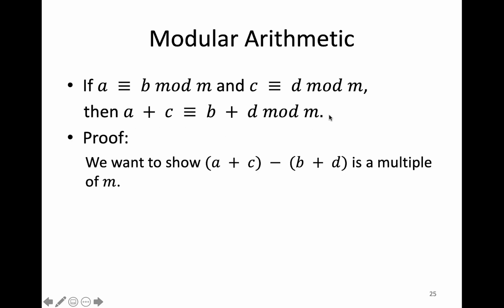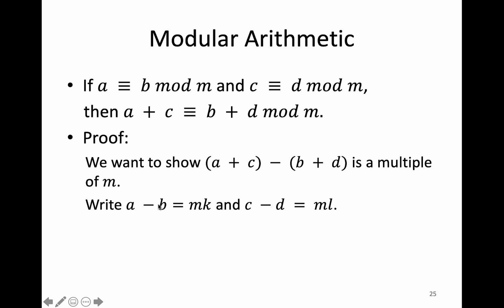So you see here, our aim is to prove that A plus C is congruent to B plus D mod M. So what we have to do is we need to show that A plus C minus B plus D is indeed a multiple of M. So what information do we have? We know that A minus B is a multiple of M. Let's say A minus B is M times K. And then C minus D is also a multiple of M. So we will write C minus D is equal to M times L.